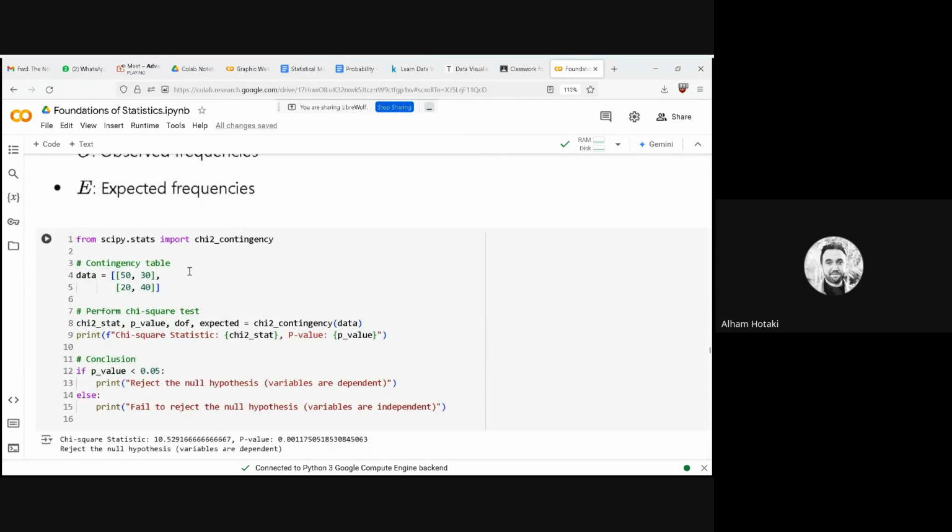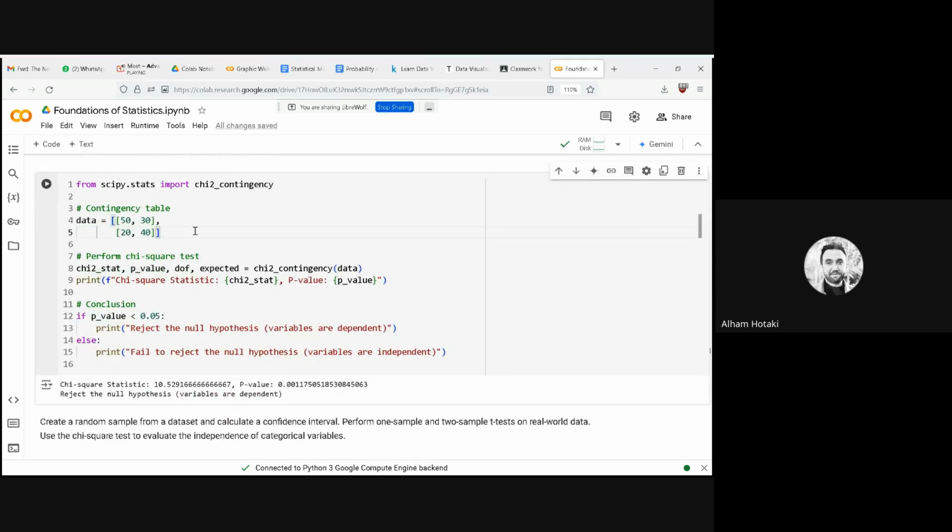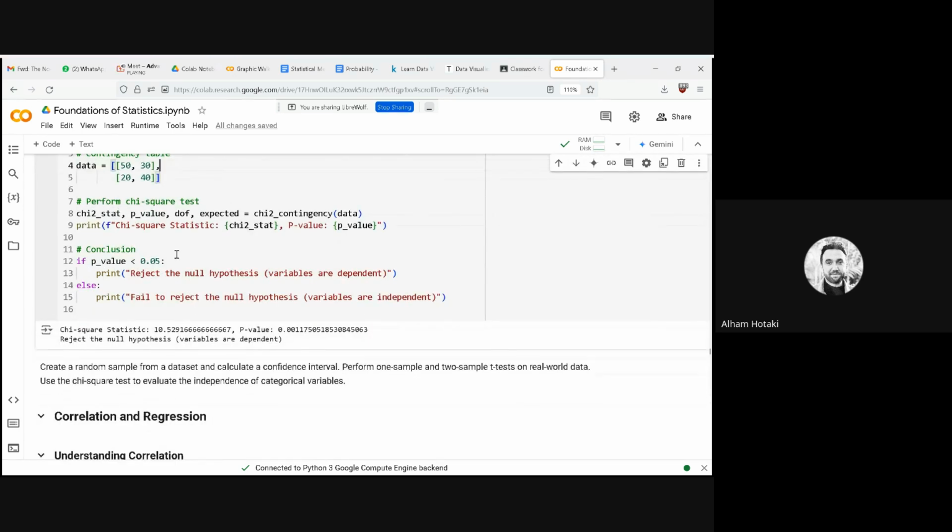For example, we have data 50, 30 and another list 20, 40. This is the contingency table, for example. Now we want to perform a chi-square test, and this is the function for the chi-square test. Look, chi2 contingency, and just put the data. This is the contingency table, and then for that, if the p-value is, for example, less than 0.05.